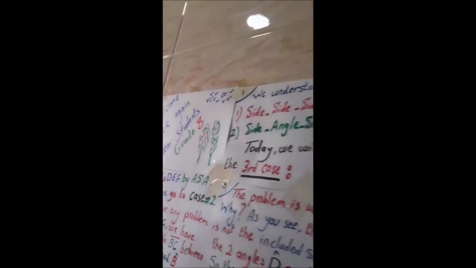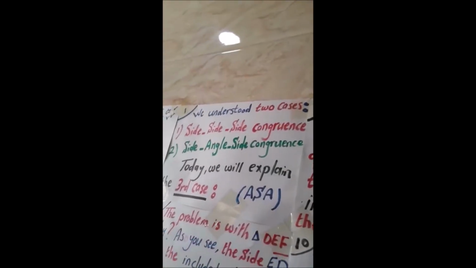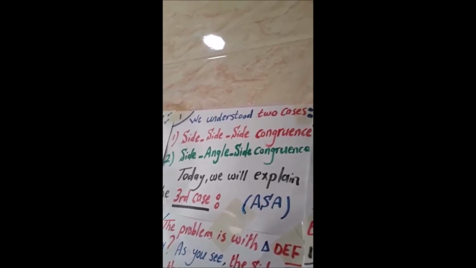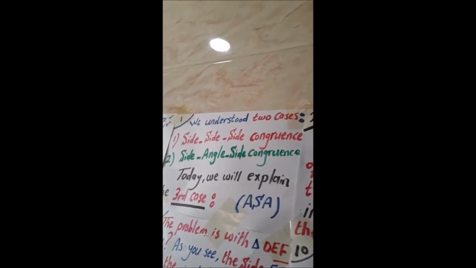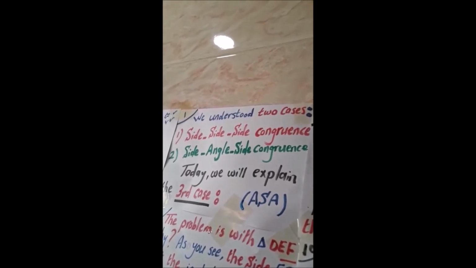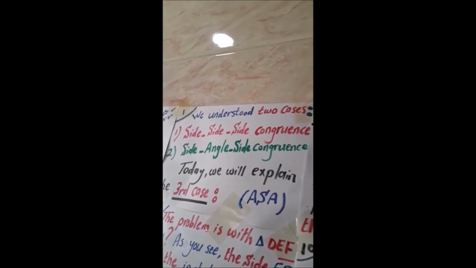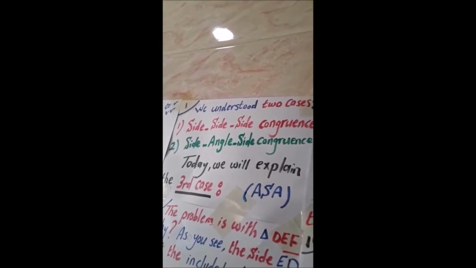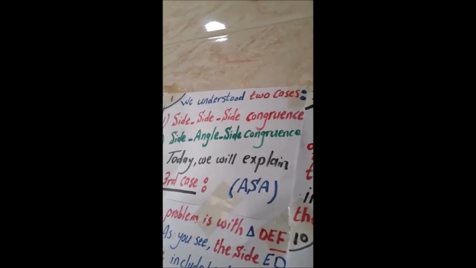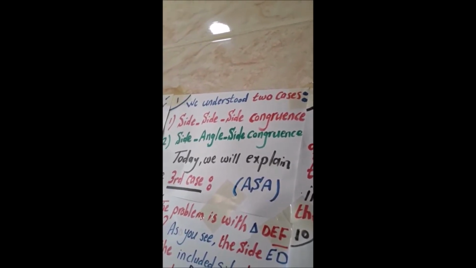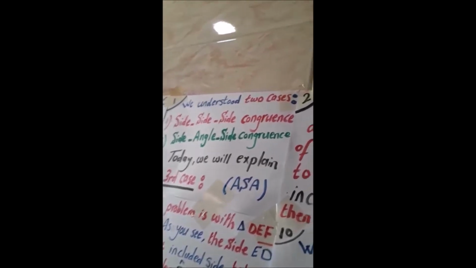Let me start. Guys, we understood two cases before. Number one was side, angle, side congruence. Today, we will explain the third case. It is ASA. It means angle, side, angle. So the third case is angle, side, angle.